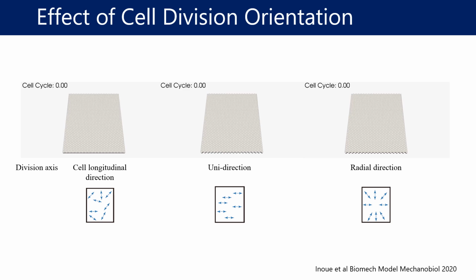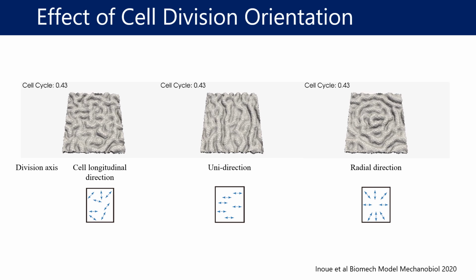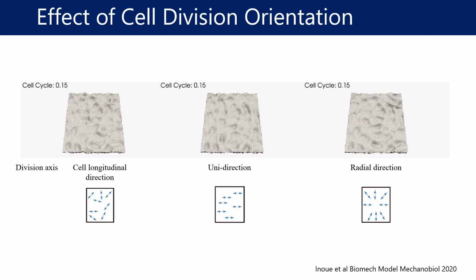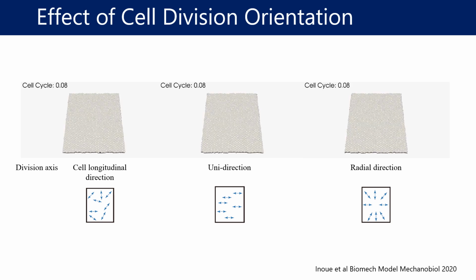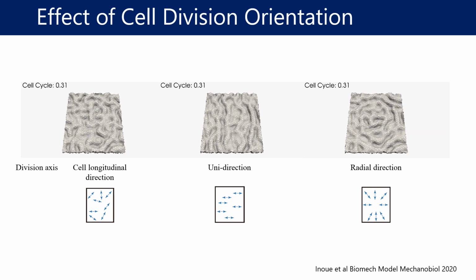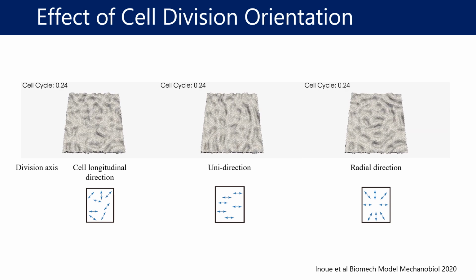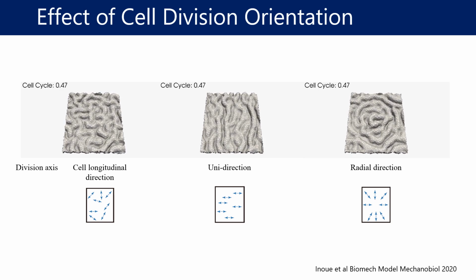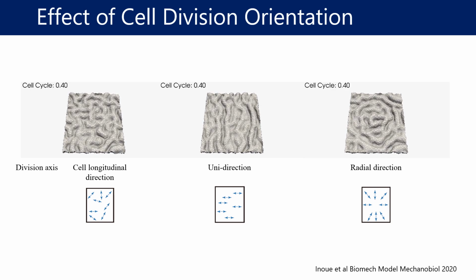In addition, the direction of cell division affects the shape of epithelial folding. This slide shows 3 cases of cell division orientation. When cells divide along their long axis, the folding pattern becomes irregular, like a labyrinth. When all cells divide in the unidirection, the folding pattern becomes parallel lines. When cells divide outward in a radial direction, the folds form circular patterns, like rings. These examples show how the orientation of cell division creates different shapes, which is very important for tissue development.